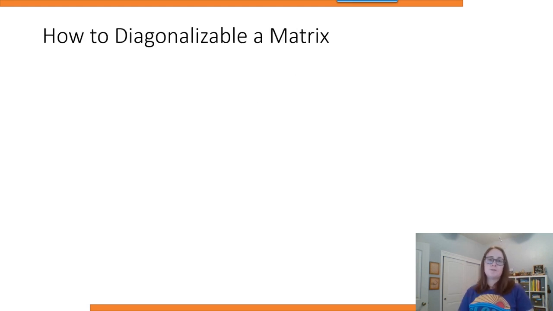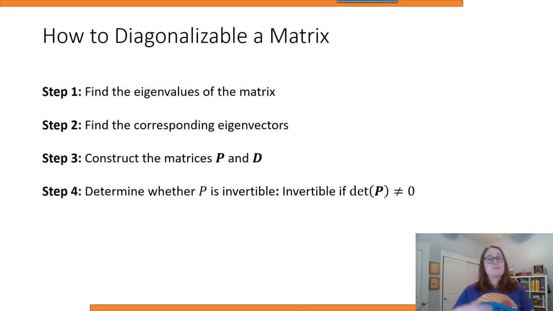So let's do an example after we go through the process. So how to diagonalize, not diagonalizable, a matrix. First I'm going to find the eigenvalues, then I'll find the corresponding eigenvectors. And then I'm going to construct P and D, assuming that the matrix is diagonalizable. I'll construct P and D, and then just verify that P is invertible, that it has an inverse. And I can do that by just taking the determinant of P and making sure I don't get 0 for that. So let's look at an example.